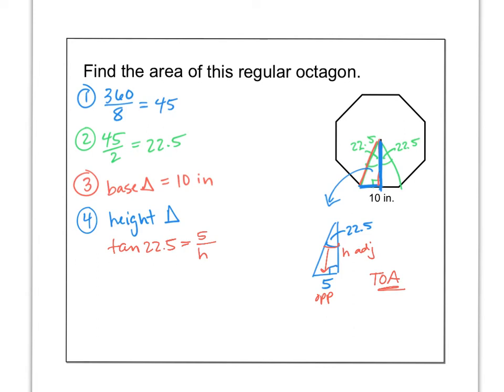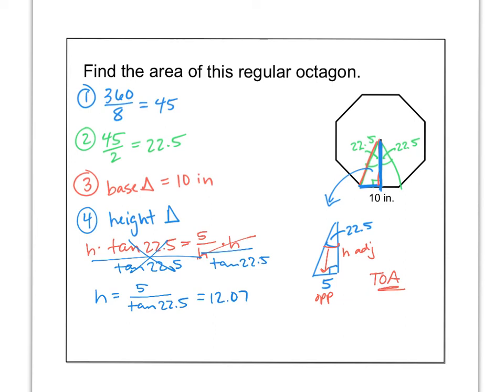5 over the height. Multiply both sides by h, whatever's on the bottom of that fraction. And then you have h times tangent 22.5. So then you're going to have to divide by tangent 22.5 on both sides. They're going to cancel on the left, and you'll have h is 5 divided by tangent 22.5. Type that in. 5 divided by tangent 22.5. I got 12.07.